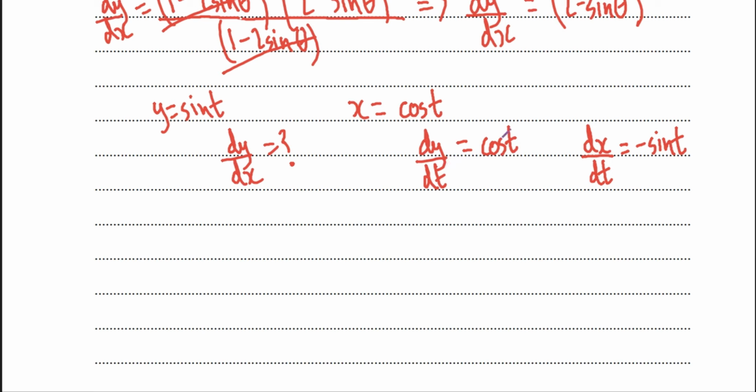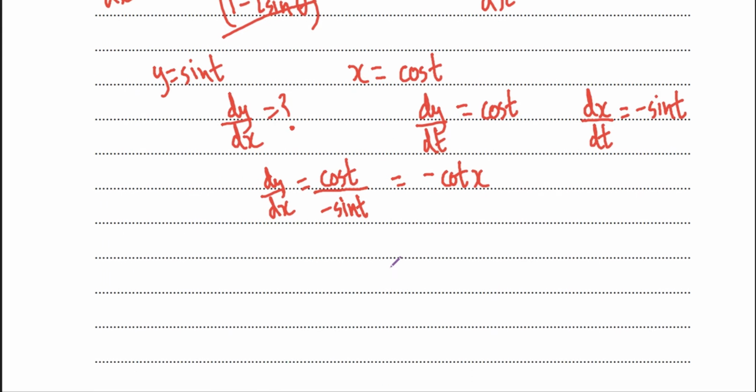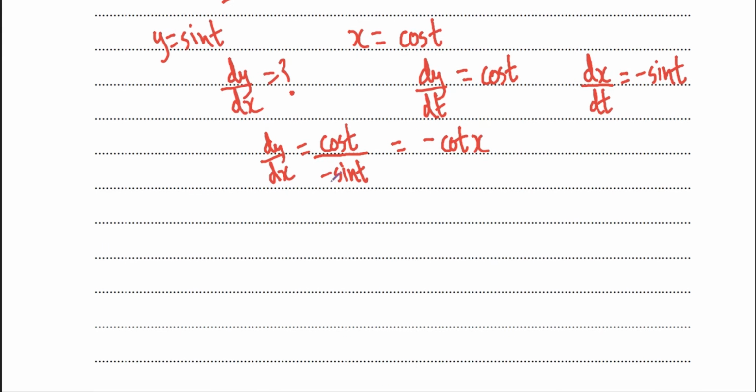So we do cosine t divided by negative sine t. This is dy by dx. Well, that's basically negative cotangent of t, right? Because cosine over sine is 1 over tangent, and then you have the negative, so it becomes negative cotangent of t. Or you can write that as negative 1 over tan t.